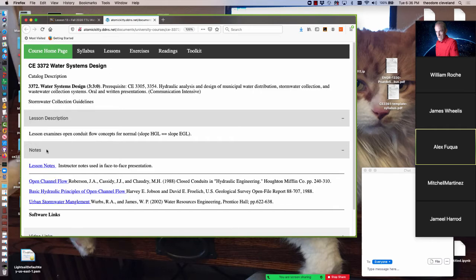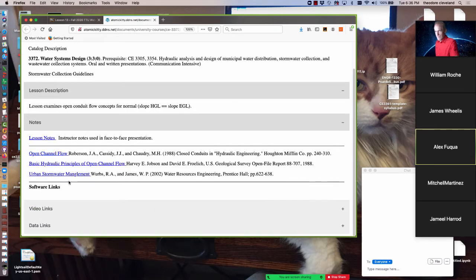In the notes, there are some useful readings, and the ones I'd recommend you read would be this one, Open Channel Flow by Robertson, Cassidy, and Chowdhury. It's a chapter from an old textbook from the 1980s, and you know it's old because if you look at it, everything looks like it's in sepia because the paper has yellowed. And then Basic Hydraulic Principles of Open Channel Flow is a good book. It's from the National Training Center of the United States Geological Survey. Oh, interestingly enough, it's also circa 1988.